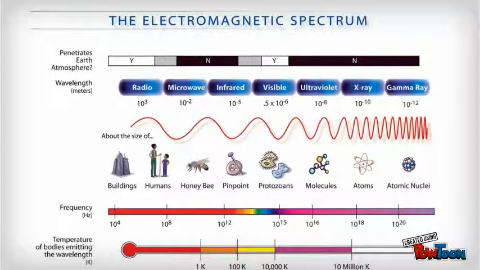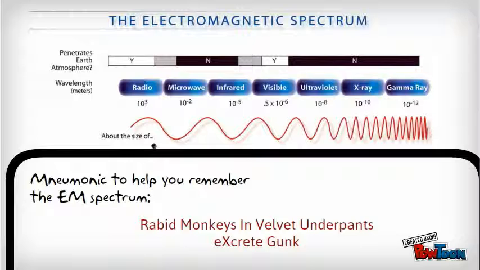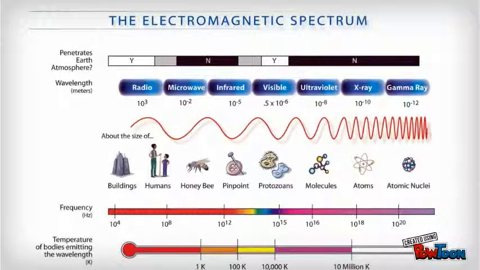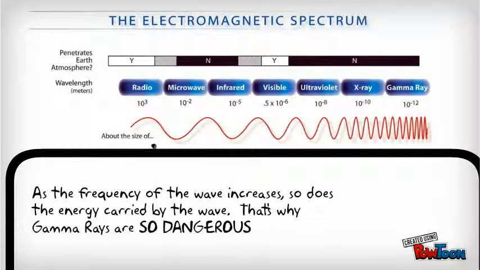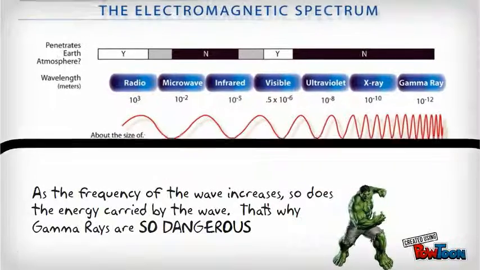If we come back to the electromagnetic spectrum, you may wish to have a mnemonic to help you remember the order of the waves in it. And if you haven't got one, there's one shown there. And as the frequency of the wave increases, the energy carried by the wave also increases, which is why gamma rays are so dangerous.